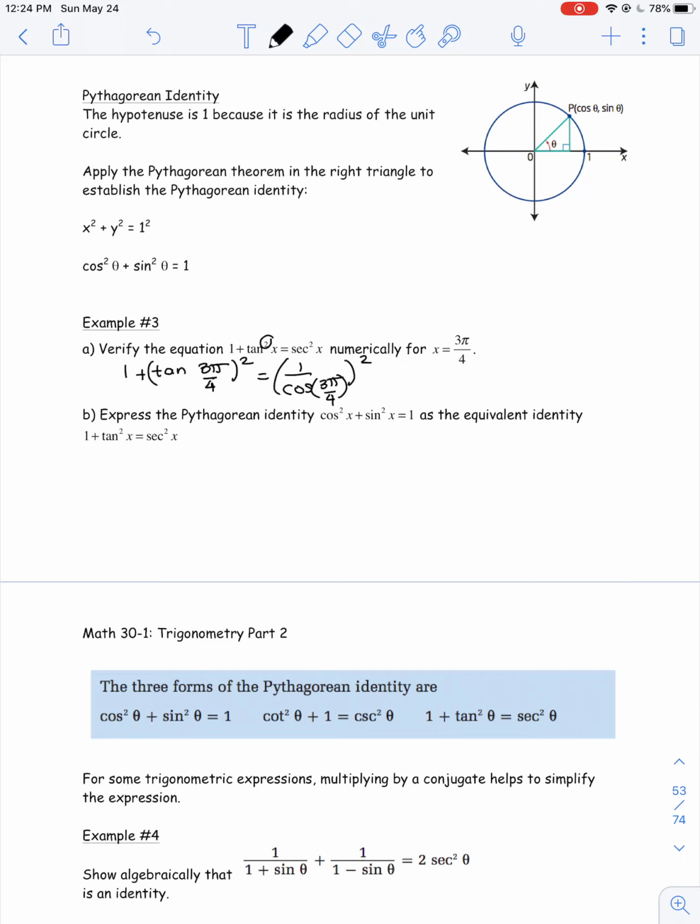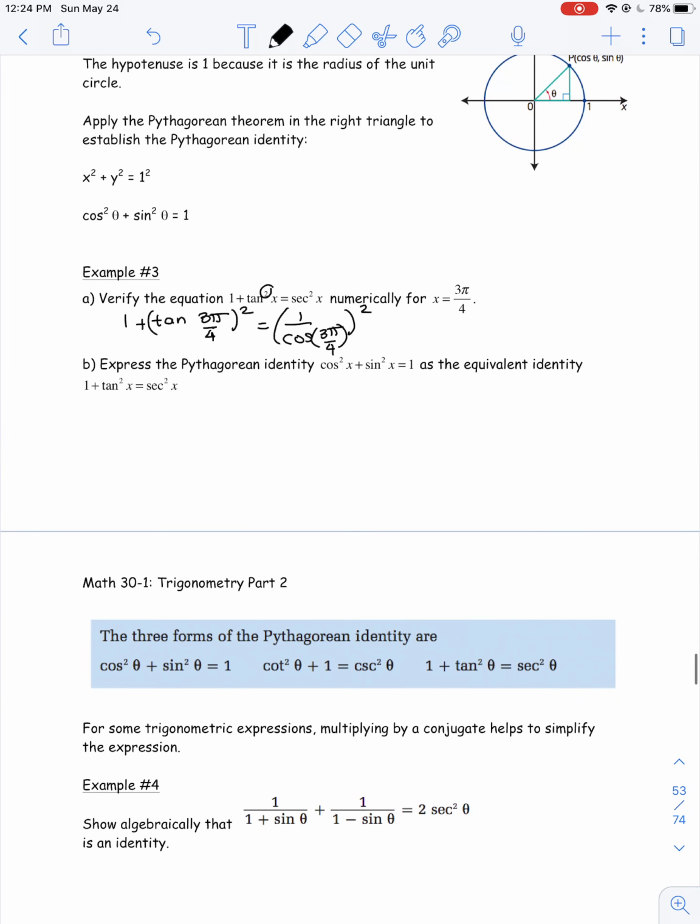So we know that the left side is equal to 1 plus tan 3 pi over 4, which is equal to -1, and we're going to square that value. When we square -1, we get 1, so 1 plus 1 is 2. So that's what the left side is equal to. Now the right side.